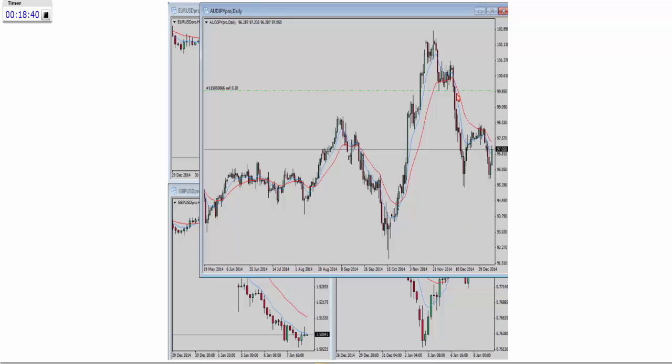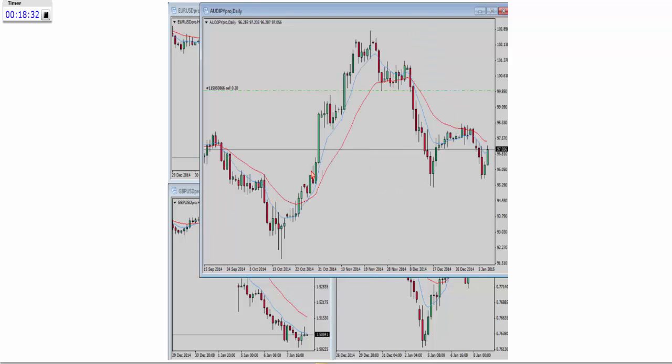So those are two trades, one that I took a while ago and one that I took maybe 4 hours ago. And you can see it right there.